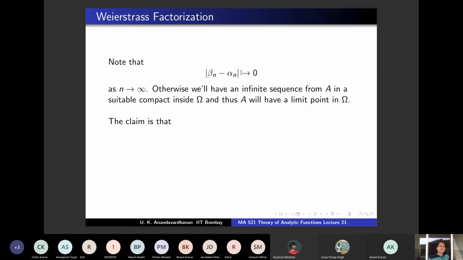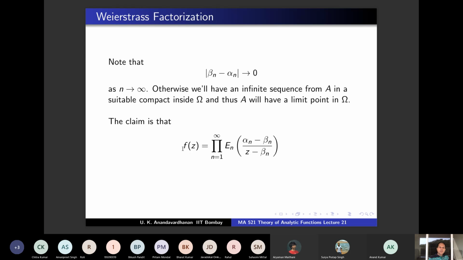So the claim is that you consider these elementary factors. Finally we are going to take products of elementary factors, but what is there in the bracket? We are going to take alpha n minus beta n, which goes to 0, divided by z minus beta n. So what will be a zero of this? A zero of an elementary factor is precisely when the thing inside the bracket is 1. So alpha n minus beta n equal to z minus beta n. That means z equal to alpha n is precisely the zero of this En.